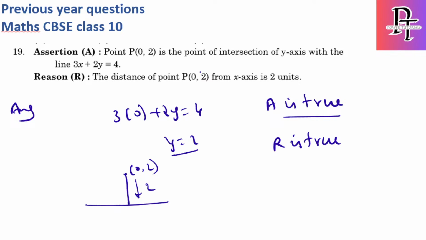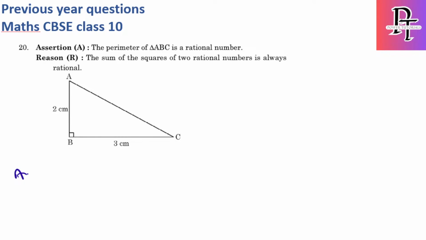Okay, let's see the 20th. The perimeter of triangle ABC is a rational number. It is not mandatory that it has to be a rational number, because it can also be irrational. There is no condition that it cannot be irrational. So A is false. So we can eliminate the first, second and third options. So the only option is D, where A is false and R is true.